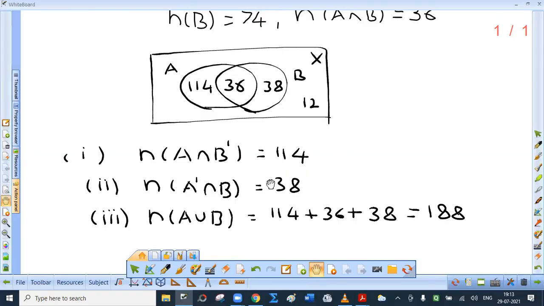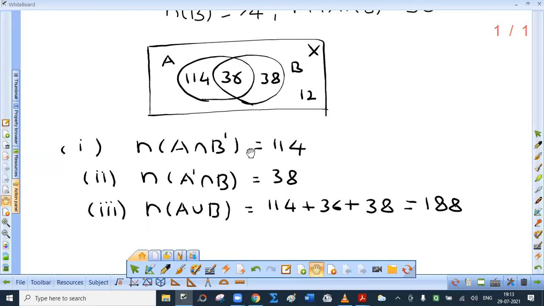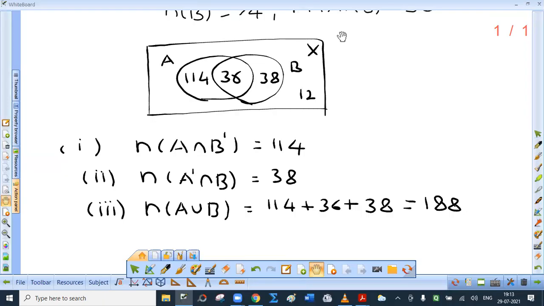Third part, chemical A or chemical B. Some students think that only 114 plus 38. No. In that case, we will be given exactly one of the two. When they say chemical A or chemical B, please listen to me. You have to consider the third possibility also, both A and B. If they say exactly one of the two, then yes, 114 plus 38. But here you have to add 36 also. So it amounts to 188.